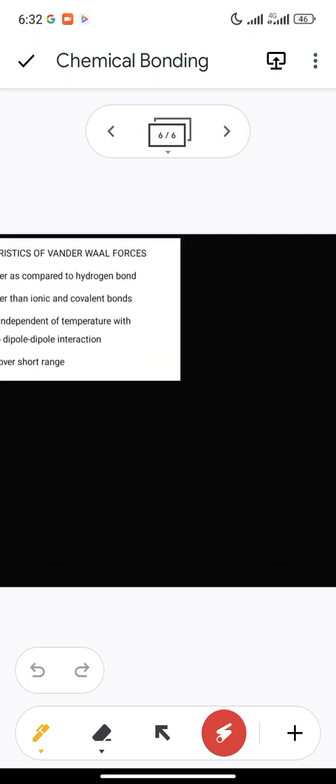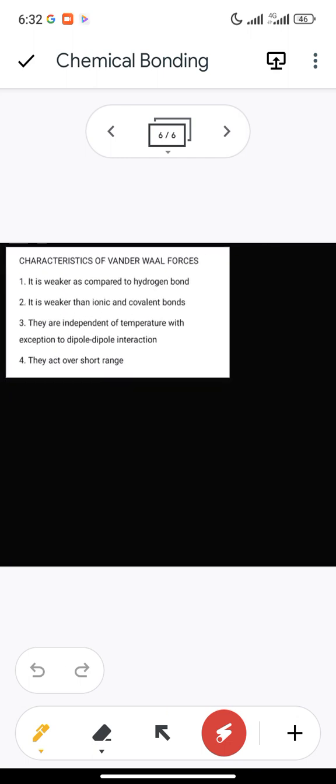Now we go to the general characteristics of the van der Waals forces. We said van der Waals forces are weaker as compared to the hydrogen bond. Yes, although we said hydrogen bonds are a subcategory of van der Waals forces, in terms of comparison, hydrogen bonds are stronger than the other kinds of van der Waals forces in general. Secondly, they are weaker than the ionic and covalent bonds. Yes, both the hydrogen bond and the dipole-dipole are all weaker than the ionic and covalent bonds.